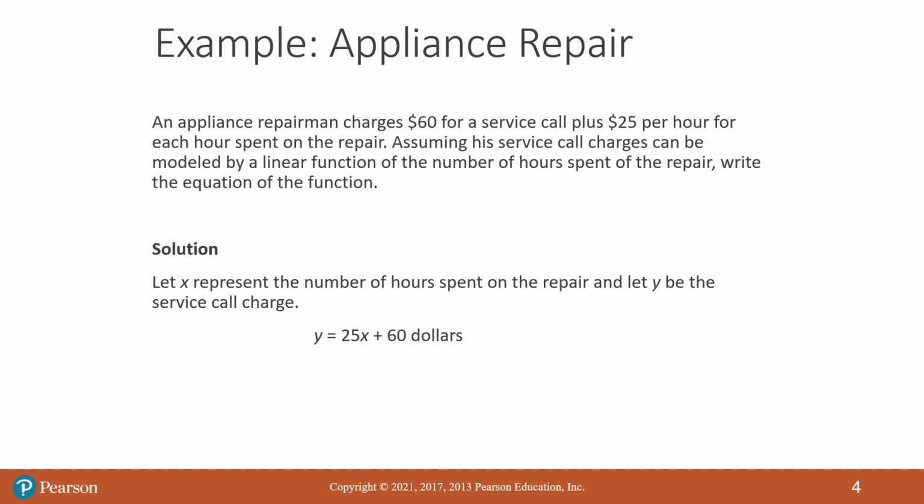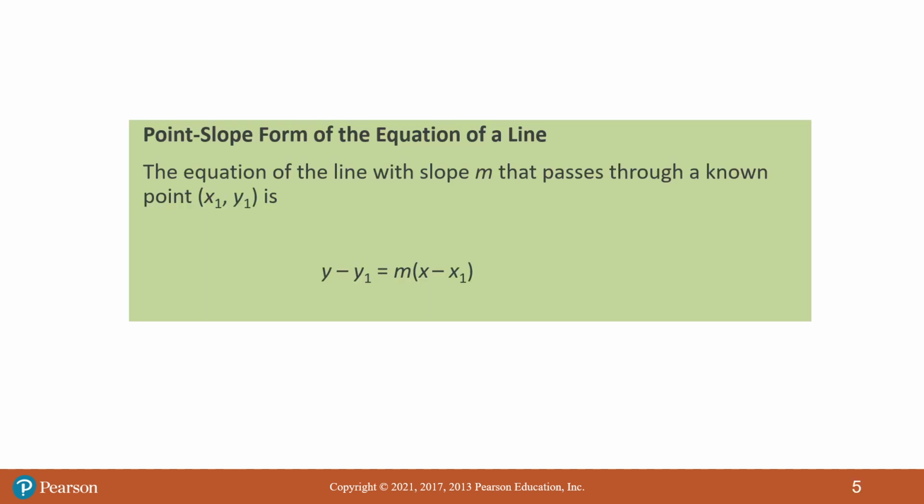Keeping in mind that the $25 is the charge per hour, and x represents the number of hours spent on the repair, plus the initial $60 just to show up for the service call. So we have the $25 multiplied times the number of hours he's there, plus the constant of $60 that's charged regardless of how long he's there, just to show up.